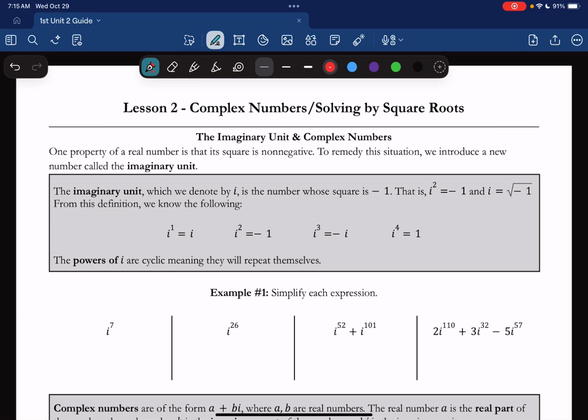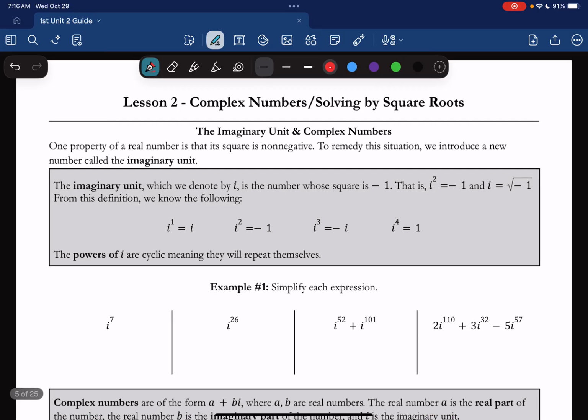All right, so in this lesson, we're going to talk about the complex number system and solving quadratics by the square root method. So up until this point, you have been working in the real number system. There is another number system called the complex number system. What it works with is what is called the imaginary unit. And the imaginary unit is denoted by i, and it's the number whose square is -1.